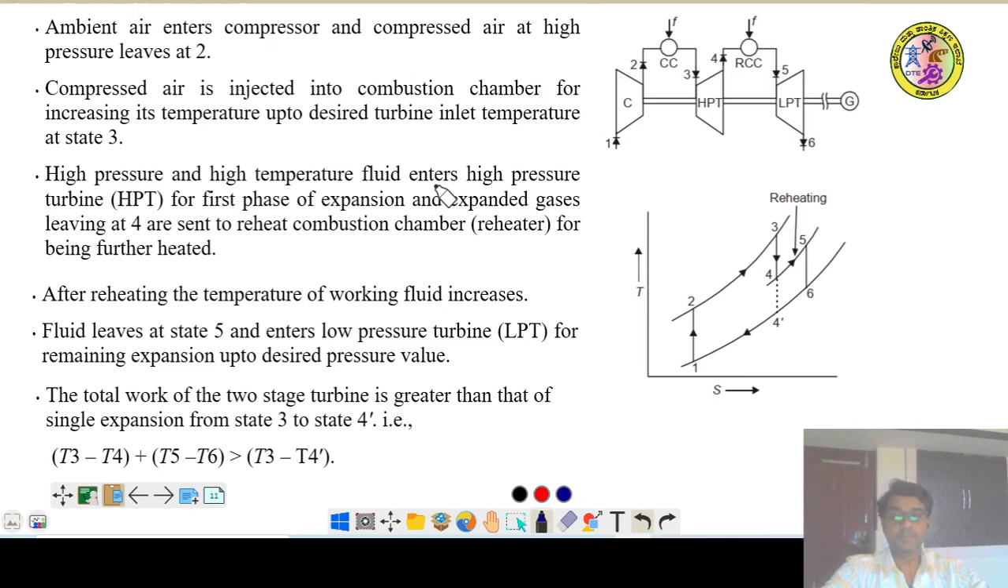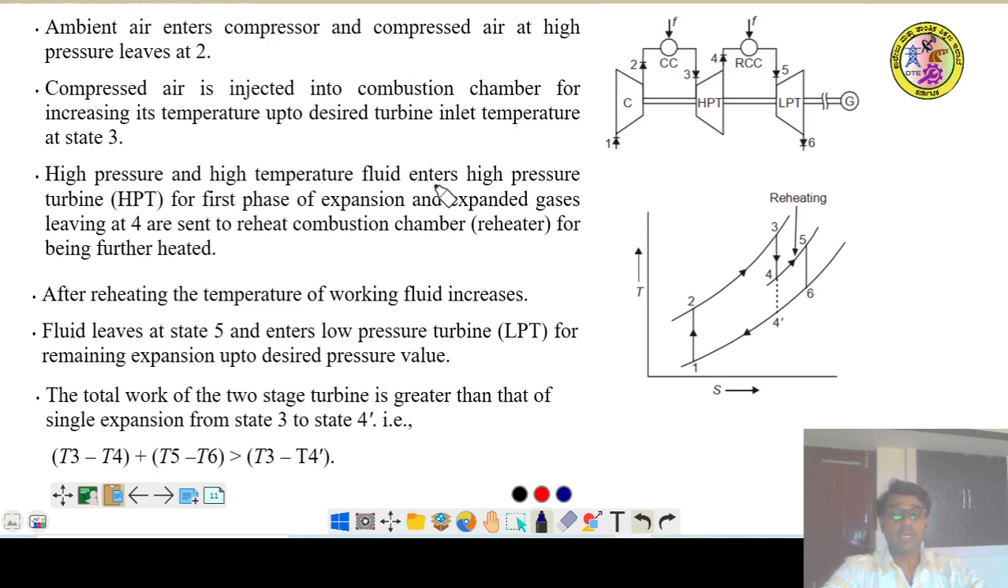heat. After reheating, the temperature of the fluid increases again, that means enthalpy is going to be increased. So after increasing the enthalpy, it leaves the combustion chamber at state 5 and enters a low pressure turbine for further expansion to the desired value.